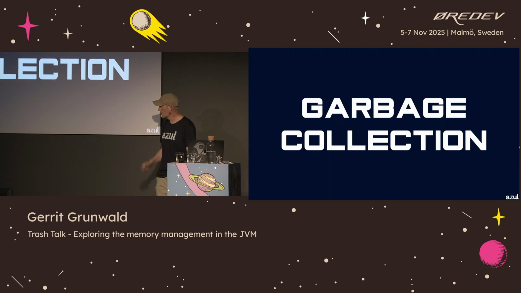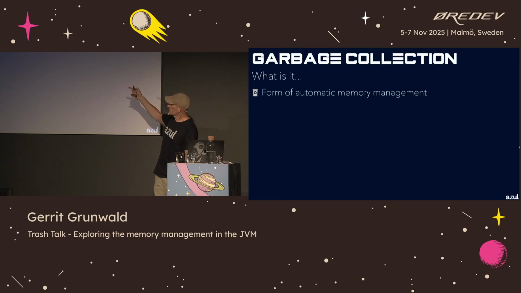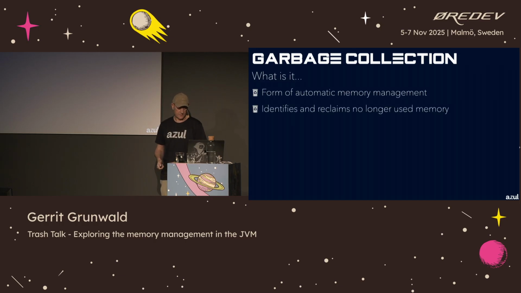Garbage collection. That's the idea. Just to give you an idea how it works and why we do it. Garbage collection in general is a form of automatic memory management. There is also something like automatic reference counting. This is, for example, done in Swift. It's in principle another way of doing it, and also has advantages and disadvantages. We do garbage collection in the JVM, and it's an automatic way to identify and reclaim no longer used memory, right? The stuff that was garbage.